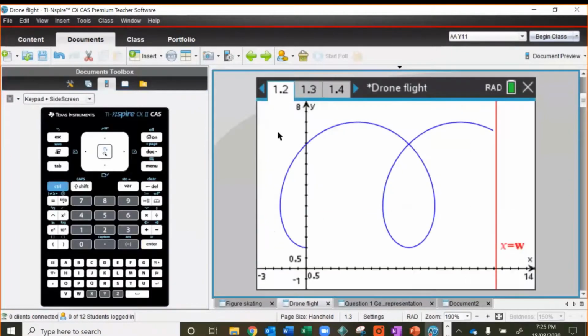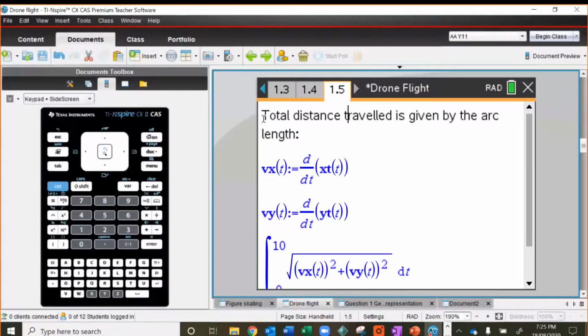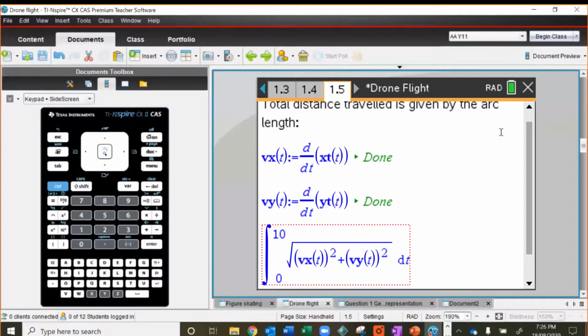Now, the next question is asking to find the total distance traveled. In other words, we are to find the length of arc until it crashes into the wall. So the total distance will be given by the arc length. Again, Vx in t is d dt of x1 in t, and Vy in t is d dt of y1 in t. To find the total length, we need to use the arc length formula when we are given parametric equations.